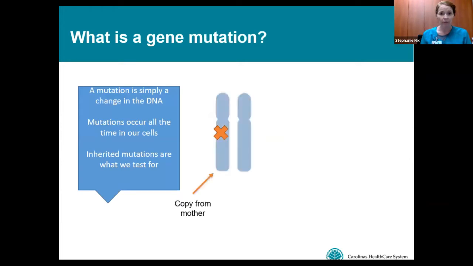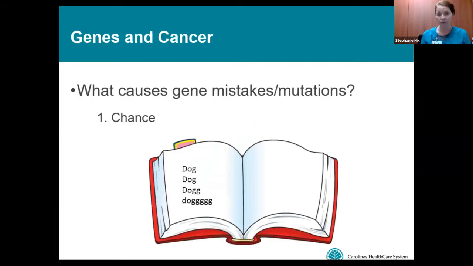Now, let me click through the full animation. A mutation is simply a change in the DNA, and mutations can occur at any time in any single cell of our body. What we're talking about with genetic testing is actually inherited mutations. This would be having a gene with a change in it that has been inherited from mother or father, and that gene is then present in every single cell of our body. That's in comparison to a single cell having a mutation in it. That's different.